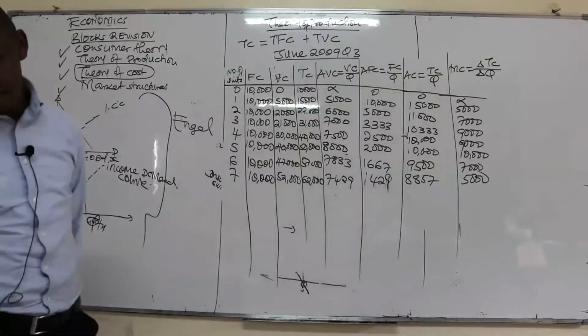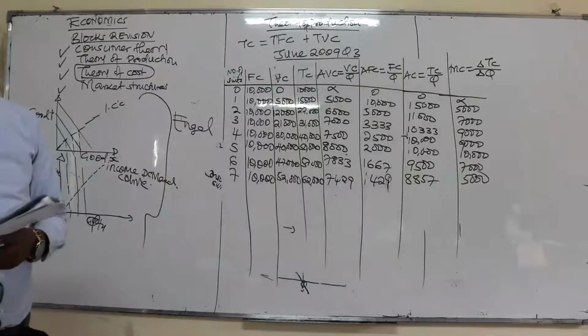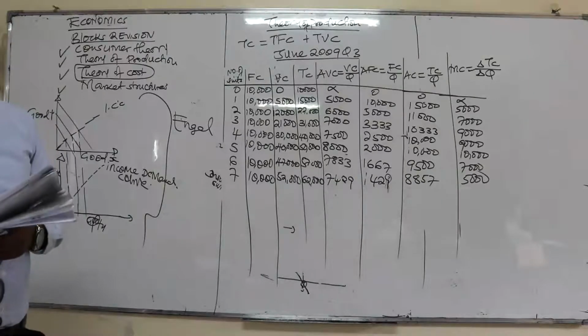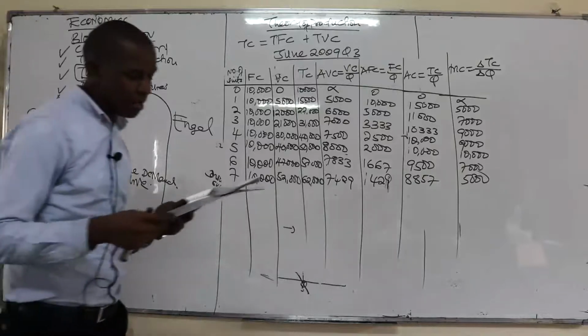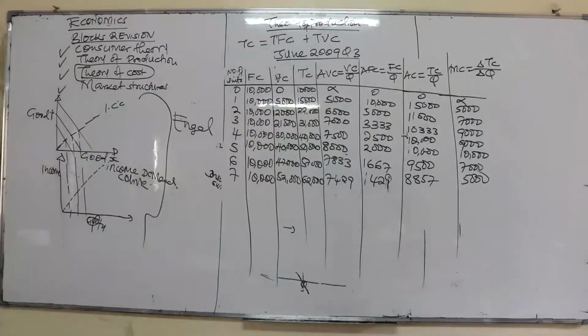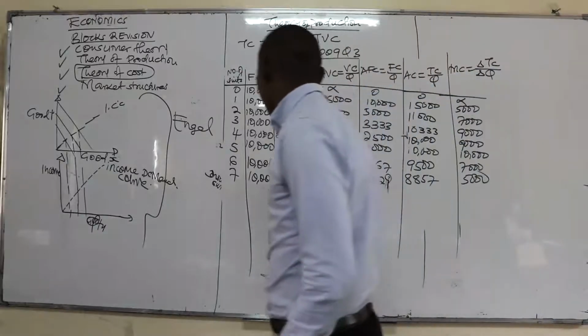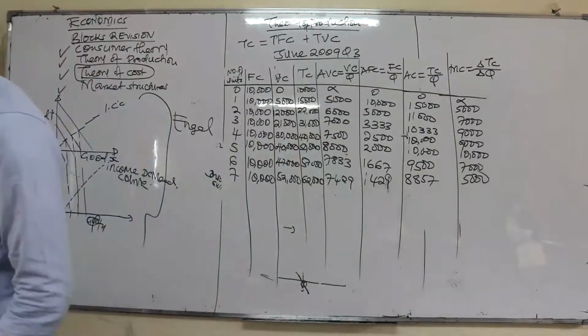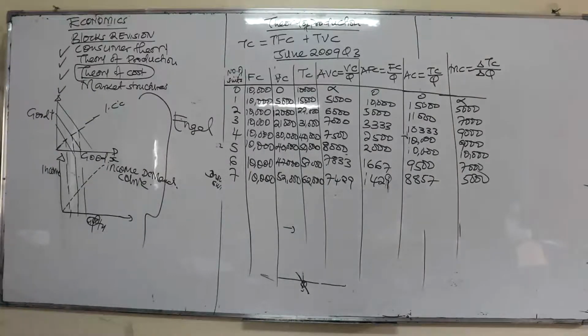Now, given the unit selling price of a gas cylinder is 12,000, you are required to determine the firm's profit maximization level. Which is the firm's profit maximization level?